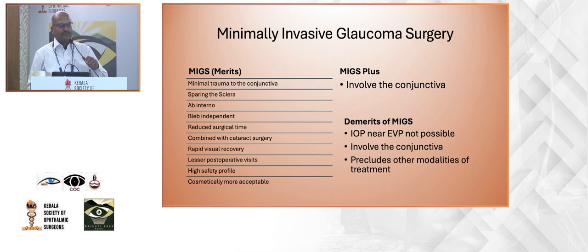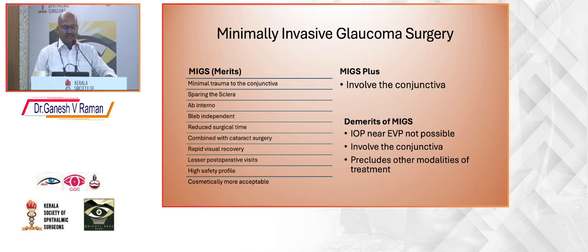So MIGS, if you look at the advantages, there are numerous. You spare the conjunctiva, and you are also sparing the sclera, because ultimately if you have to do glaucoma surgery, you need a significant amount of sclera. And then there is reduced surgical time. The only demerits are that you cannot lower the IOP as well as a trab. And of course, some of the MIGS do involve the conjunctiva, and then it again precludes other modalities of treatment.